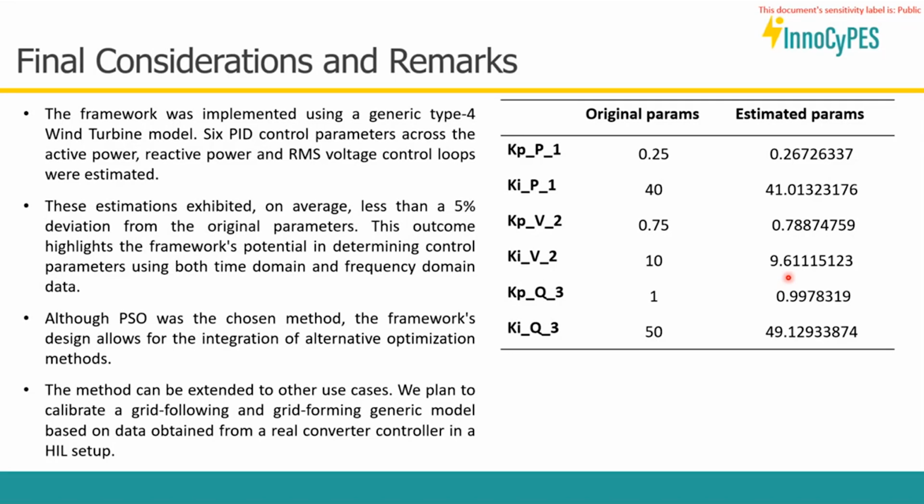These estimations exhibited on average less than 5% deviation from the original parameters. This outcome highlights the framework's potential in determining the control parameters using both time and frequency domain data. And although PSO was the chosen method, again, there are different frameworks that could be used as an alternative optimization method. And the method can be extended to other use cases.